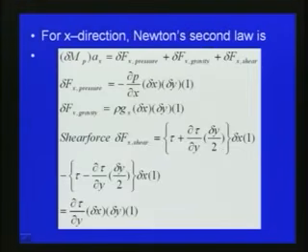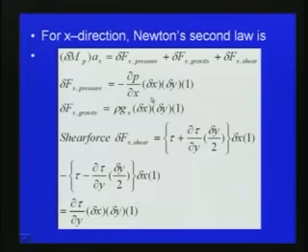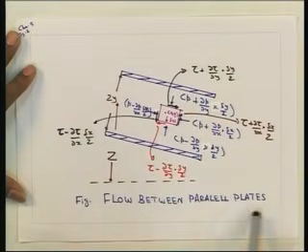So for the x direction, from Newton's second law we can write mass into acceleration is equal to pressure force plus gravity force plus shear force. If we consider a small fluid element for which the mass is delta m p and its acceleration is a x in the x direction, that is equal to delta F x pressure plus delta F x gravity plus delta F x shear. Now we can write down the expression for this by considering a control volume, that is, the fluid flow between parallel plates.